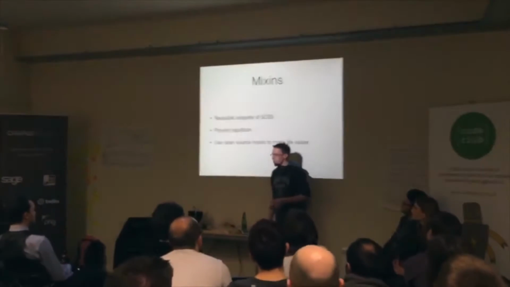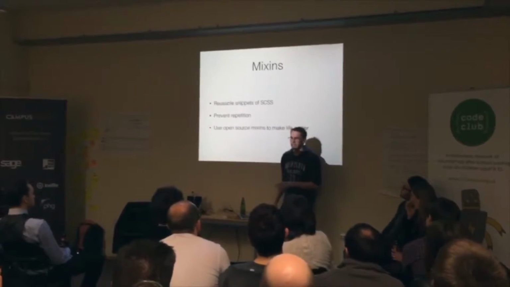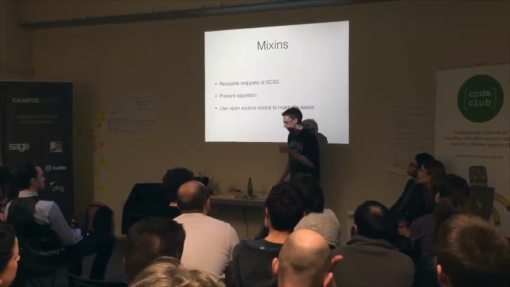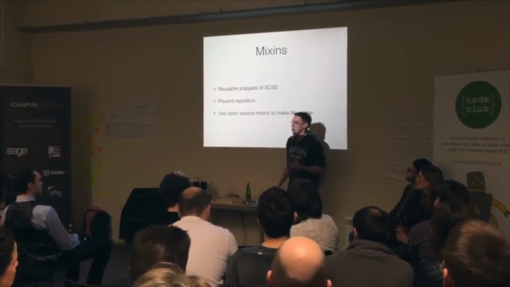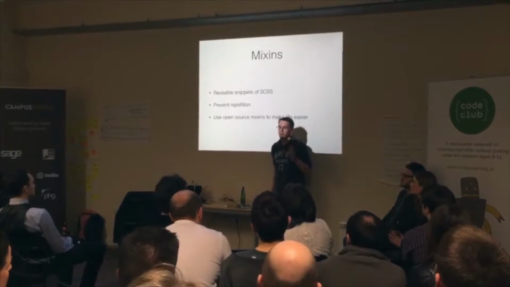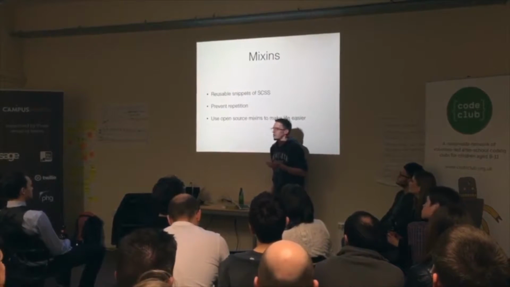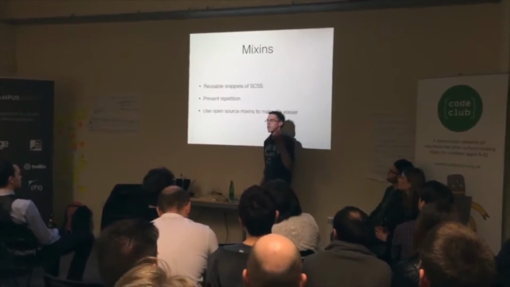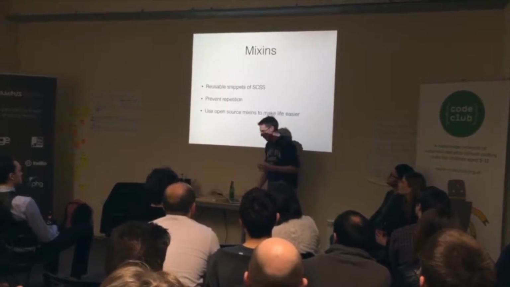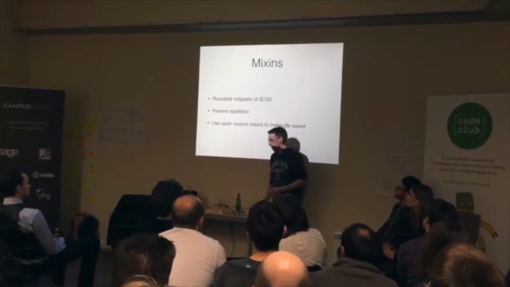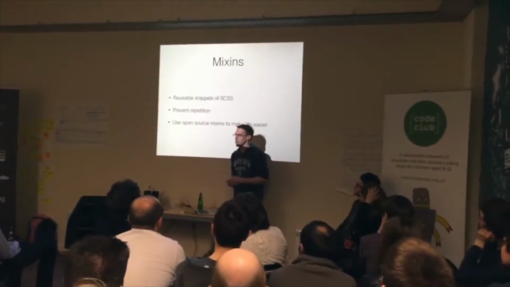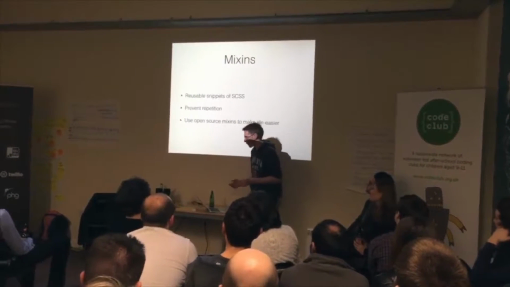And lastly, mixins. I probably use these the least day-to-day, fairly rarely. But a lot of the open source libraries do use them really heavily. So a mixin is basically like a reusable snippet of SCSS, kind of like a function. You can pass in variables, and it then creates some CSS for you. So you can prevent repetition with it, and there's loads of open source mixins that you can use, so you don't actually have to dream up your own. If you're trying to work out how to do something, there are mixins out there for you already.